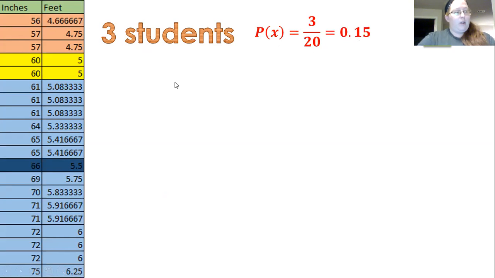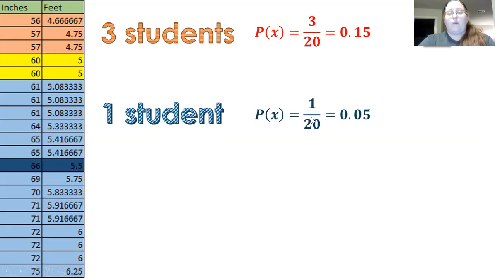The next thing we want to look at is which student is 5 foot 6 inches. Well, again, we know that 5 feet is 60 inches, so 5 foot 6 is going to be 66 inches. Here in the dark blue, I've gone ahead and highlighted it. We have 1 student, so it would be P(X) equals 1 over 20 equals 0.05. That's your probability of being 5 foot 6.